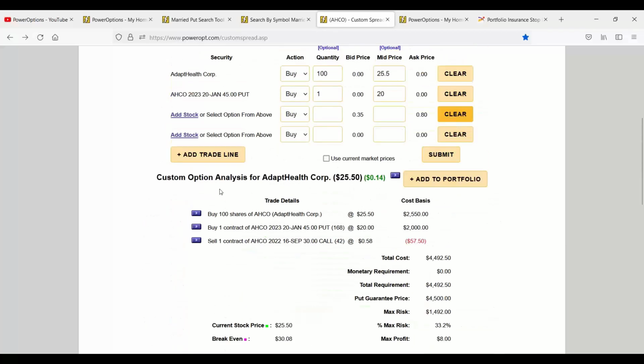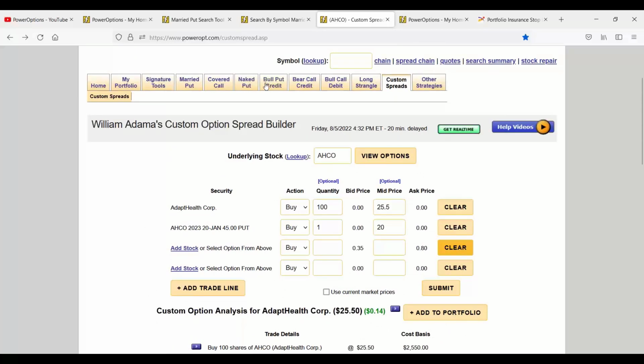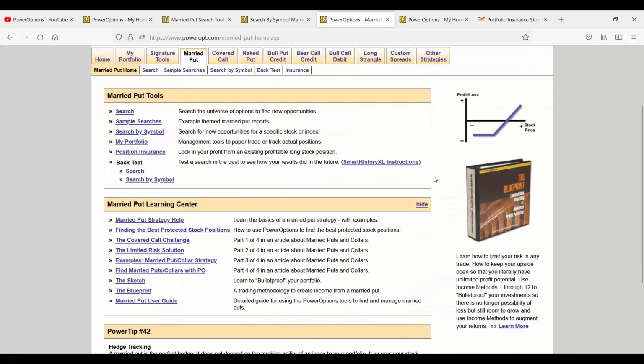Okay. So I just wanted to review that real quick. And again, remember, best protection, 12 income methods to lower the initial at risk, generate income, potentially bulletproof the trade.